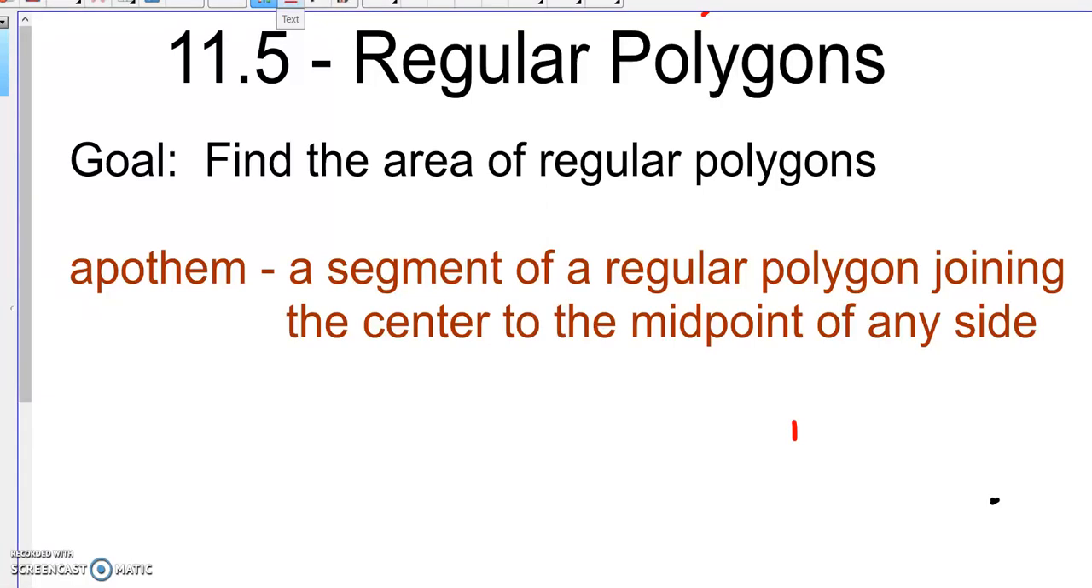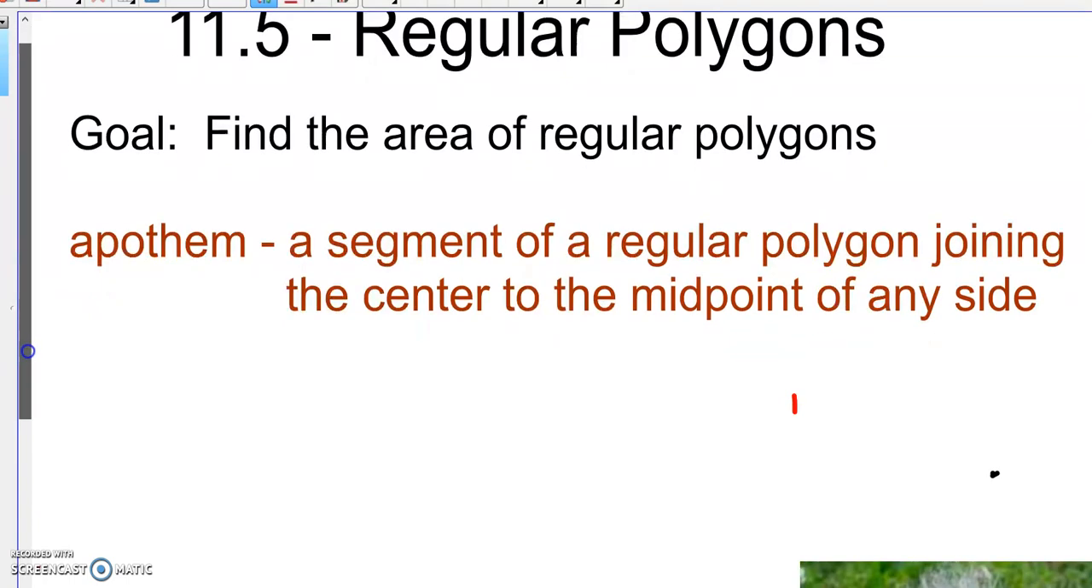Hey everybody, Mr. Covey here, and this is 11.5, and we're going to be talking about how to find the area of regular polygons. So a couple of things before we start.